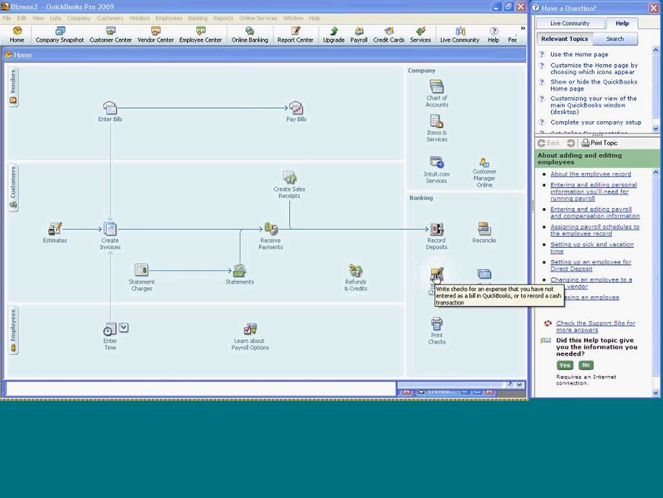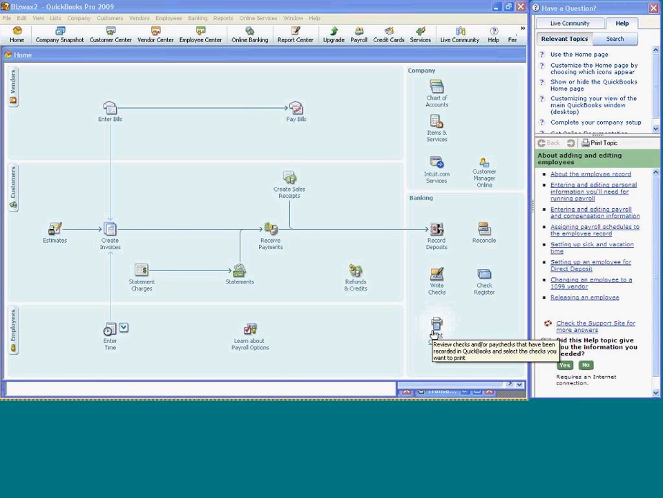Just reviewing over here, writing checks is that we write checks for an expense that has not been entered as a bill in QuickBooks to record a cash transaction. So that's writing the checks. And then printing the checks, very interesting thing. That review checks and the paychecks that have been recorded for QuickBooks is like the checks you want to print.